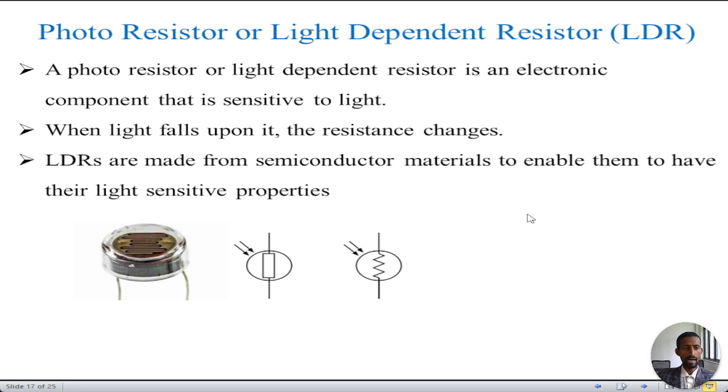The other type of variable resistor is a photoresistor, or a light-dependent resistor. What is a photoresistor? A light-dependent resistor is an electronic component that is sensitive to light. Temperature and light are different. A thermistor is related to temperature, but a photoresistor is sensitive to light. When light falls upon it, the resistance changes. These light-dependent resistors are made from semiconductor materials to enable them to have their light-sensitive properties.